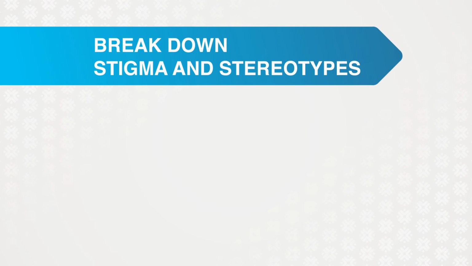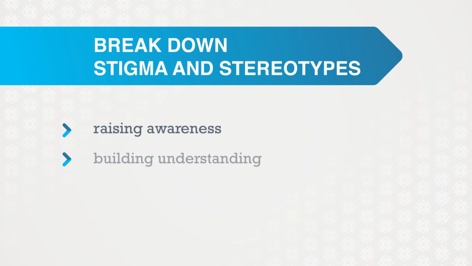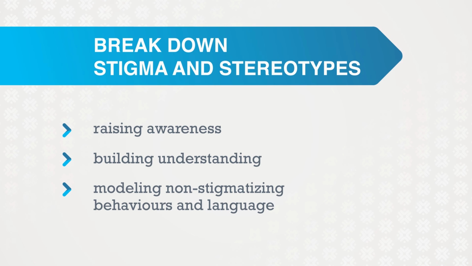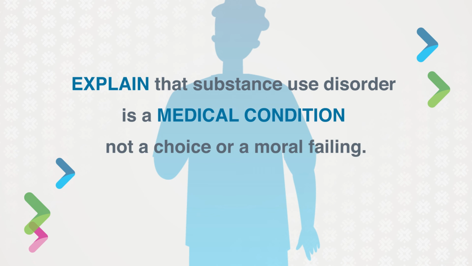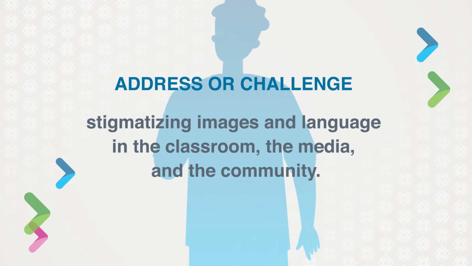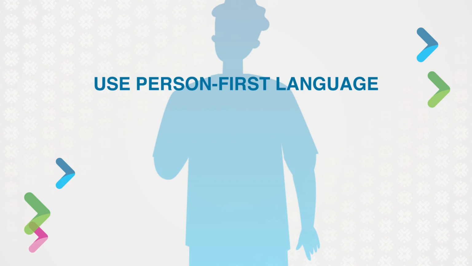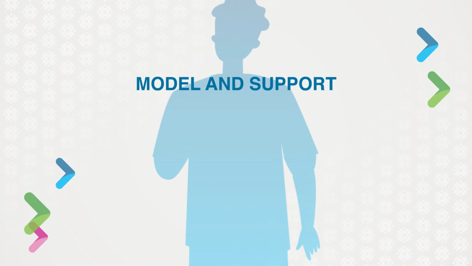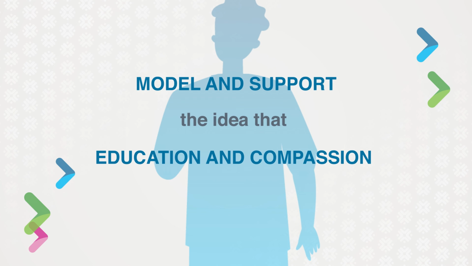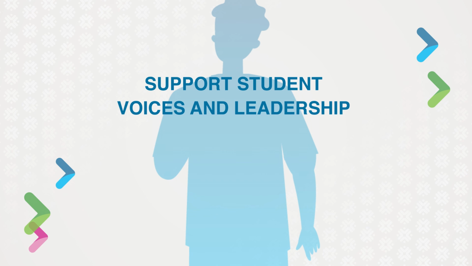Break down stigma and stereotypes by raising awareness, building understanding and modeling non-stigmatizing behaviors and language. Explain that substance use disorder is a medical condition, not a choice or a moral failing. Address or challenge stigmatizing images and language in the classroom, the media, and the community. Use person-first language that acknowledges the person, not the condition. Model and support the idea that education and compassion can eliminate stigma. And finally, be sure to support student voices and leadership in addressing stigma.